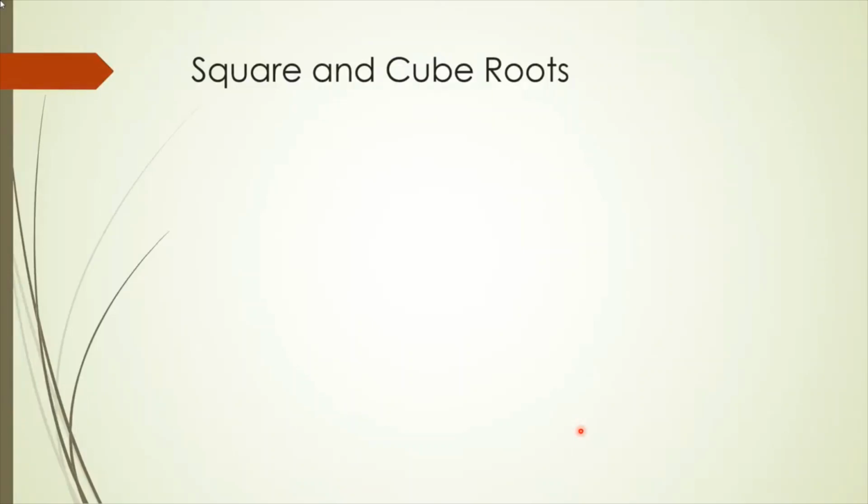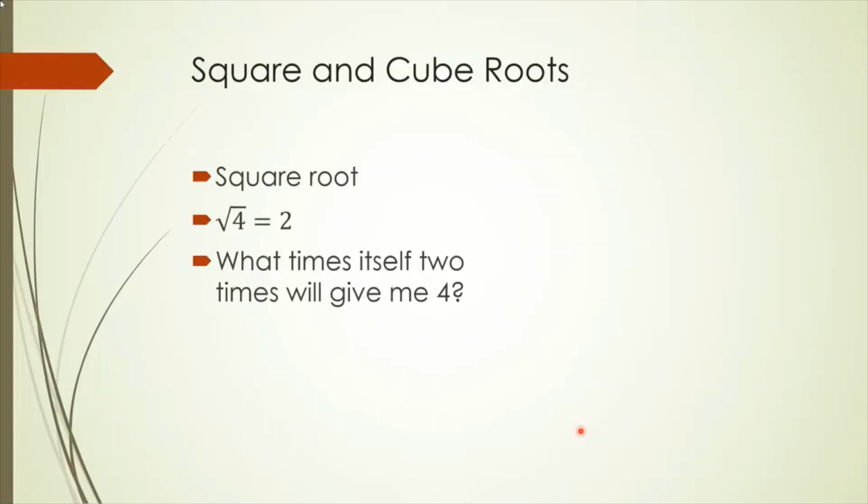So what are square roots and cube roots? We know what square roots are, right? The square root of 4 is 2. The question that we're asking ourselves is, what times itself twice will give me 4, or what squared will give me 4? Cube roots are similar.